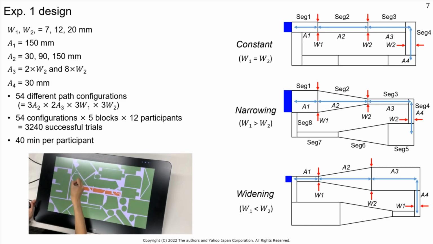We used 3 path shapes, including constant width, narrowing, and widening path. The path shape was determined by the path parameters of W1 and W2. In the constant width condition, the participants could keep the movement speed, but in narrowing and widening conditions, they had to dynamically change the speed based on the current path width. There were 54 path configurations, and they repeatedly tried 5 blocks.